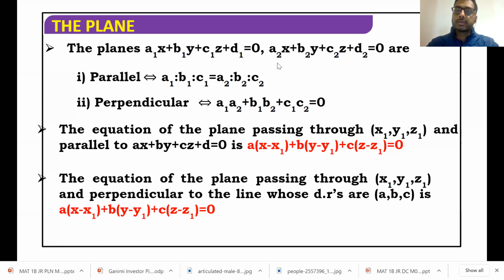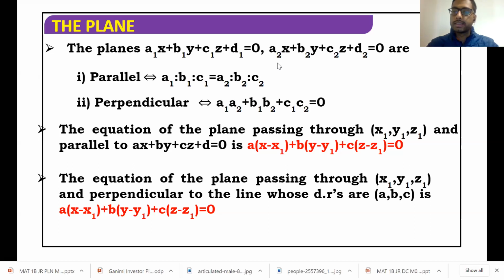The same equation is going to be present if your plane is passing through any particular point x1 y1 z1 and perpendicular to a line. So perpendicular to the line whose direction ratios mean your normal. So direction ratios of the normal are given to you as a, b, and c, and a point is given to you. If you have the direction ratios of your normal and the point through which your plane is passing, then you can use the same equation again: a into x minus x1 plus b into y minus y1 plus c into z minus z1.